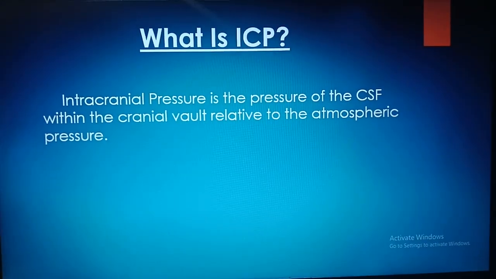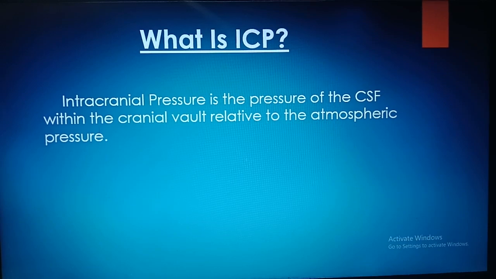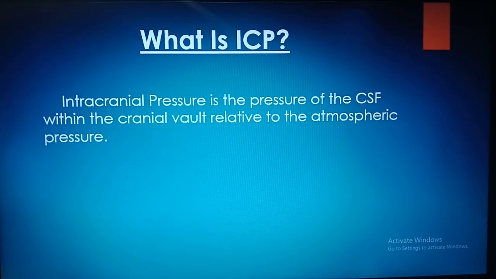Today I'll be discussing intracranial pressure monitoring and management. Now, what is intracranial pressure? It is the pressure of the CSF within the cranial vault relative to the atmospheric pressure.